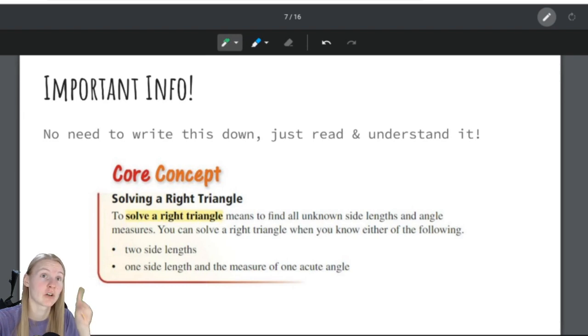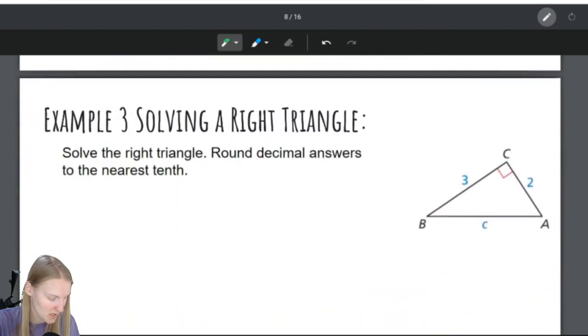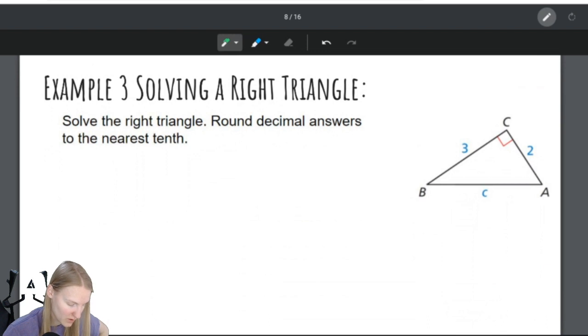Alrighty, so now we are going to solve right triangles, and I will show you how. Here's our 3rd example for today. It says to solve the right triangle, and we want to round decimal answers to the nearest 10th. Perfect. That's good information for us to have.